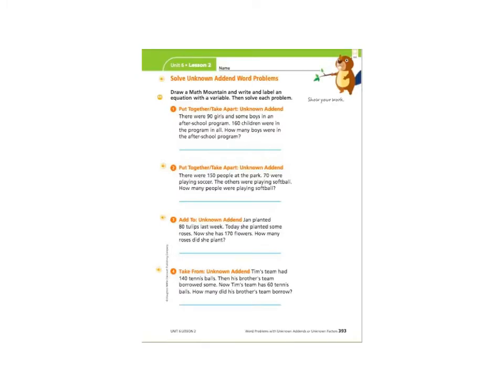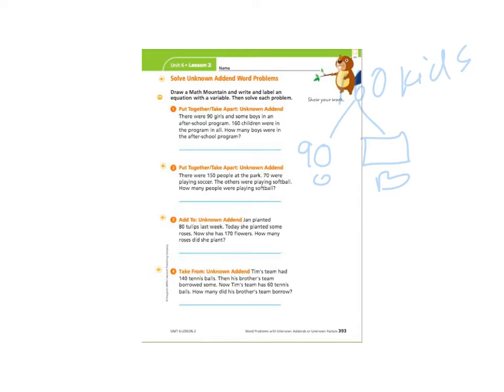Now, we're going to do 393. So the 4 problems you see on this page are really, you're supposed to draw the math mountain, and you would put, so there are 90 girls and some boys. So we don't know what those are. That's our missing add-in. But what we do know is that there's 160 kids. So we'd have an option on how we want to solve this.